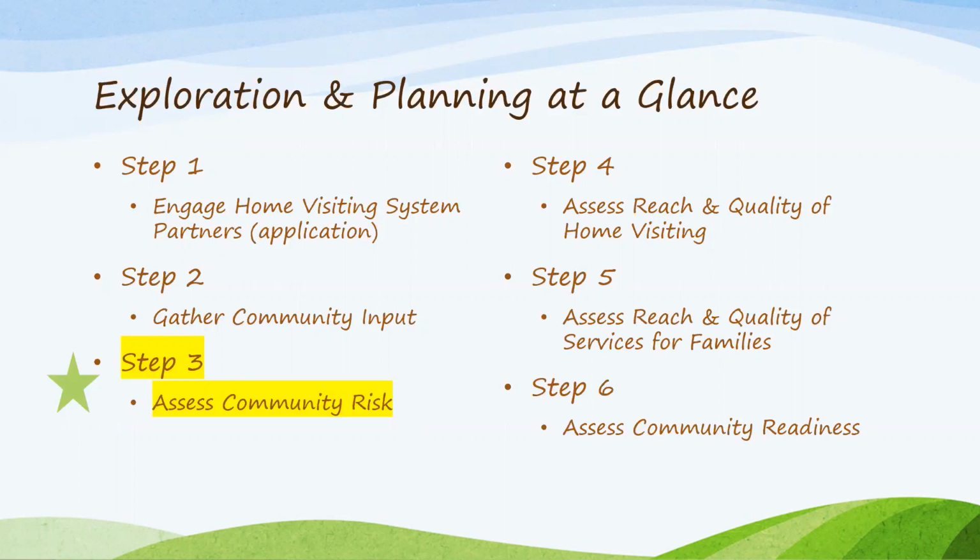This step will involve reviewing population data to assess community risk. After this step, you will move into step 4 and step 5 to explore the reach and quality of home visiting and other services for families in your community. Finally, in step 6, you will explore community readiness to expand home visiting.